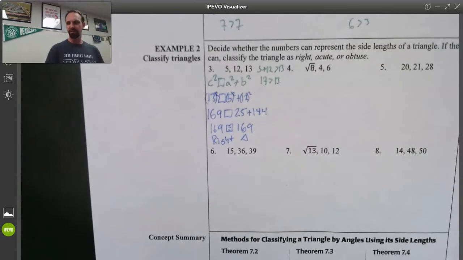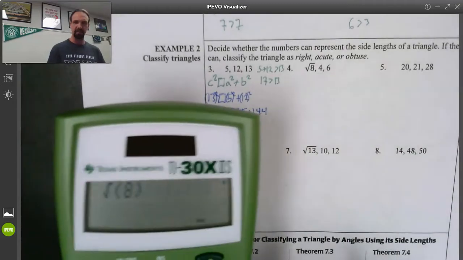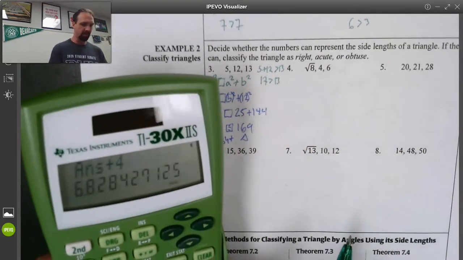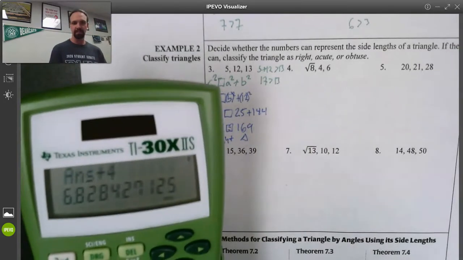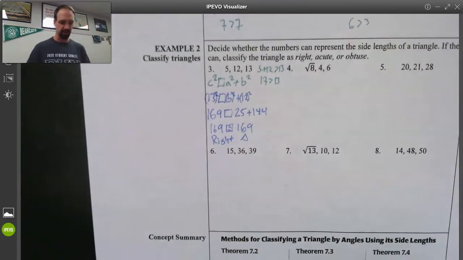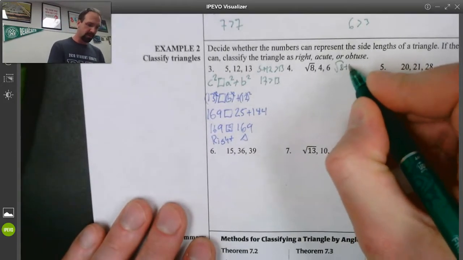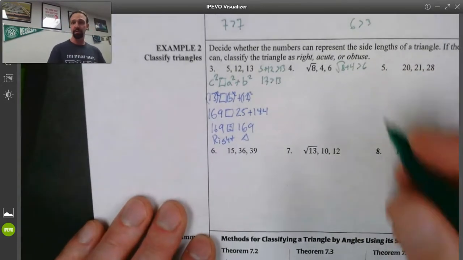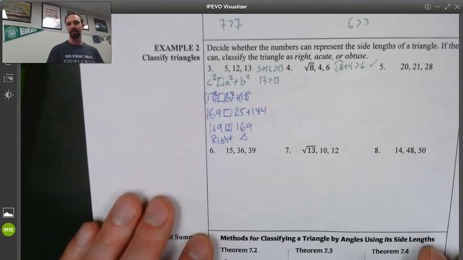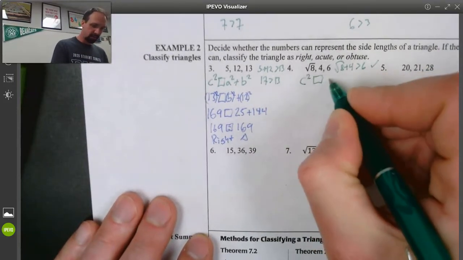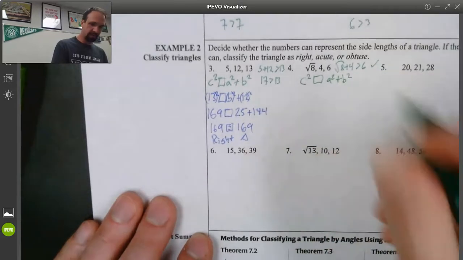I'm just going to check the square root of 8 in my calculator. Instead of going through and simplifying for each part, I'm just going to do the square root of 8 plus 4, and that gave me 6.828427125, and that goes on forever because it's an irrational number. That means the square root of 8 plus 4 is greater than 6. That's true, so I can verify. Now I can keep going and actually find what type of triangle it is.